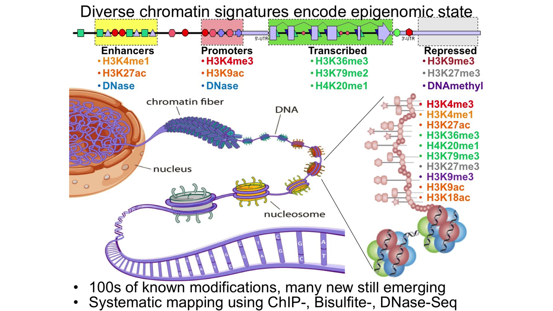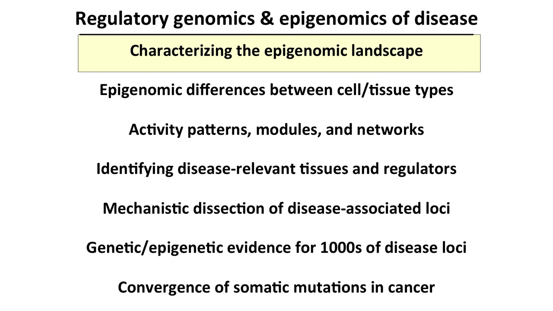We're also going to be looking a little bit at the DNA methylation that happens directly on the DNA, as well as accessibility. So what I'm going to talk about today is, number one, how does the ENCODE project and the Roadmap Epigenomics project use these data sets to characterize the epigenomic landscape? How do we actually look at differences between different cells and tissues? And then how do we exploit these differences to learn activity patterns, modules, and networks that can help us guide the interpretation of non-coding variants? And then I'm going to switch for the remainder of the talk into applying this to disease data sets. So first of all, how do we identify the disease-relevant tissues and regulators at the genome-wide level? And now how do we use that to go and dissect mechanistically individual non-coding loci that are associated with disease?